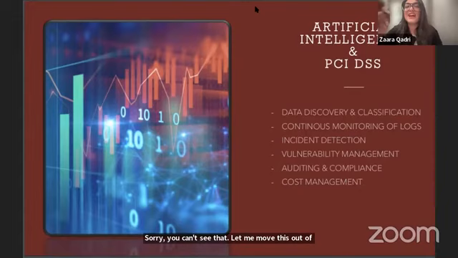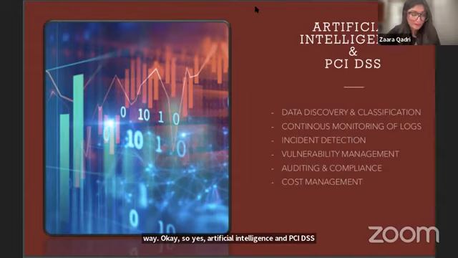Okay, so yes, artificial intelligence and PCI DSS. Now, what if we had a little bit of help from AI? Imagine AI is basically like your assistant. It is automating those tedious tasks like data discovery and classification. So you don't have to, in the old days, they used to have to scramble to find every last piece of cardholder information. Now everything is taken care of through automation.